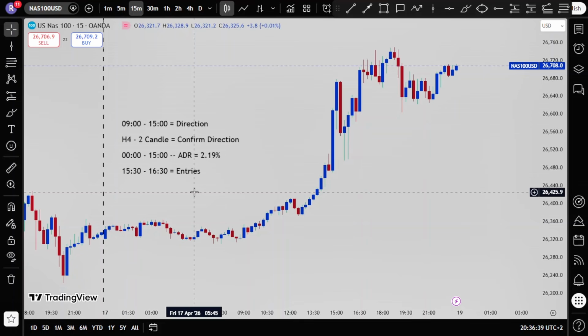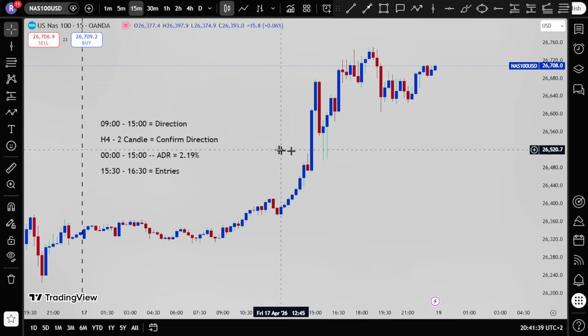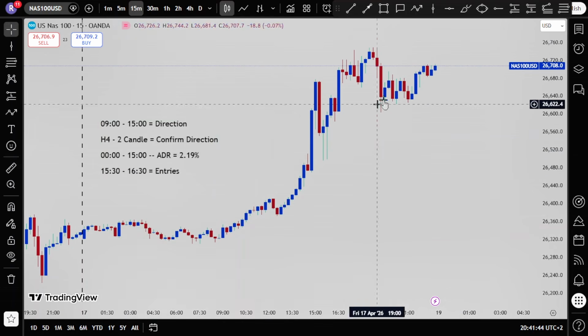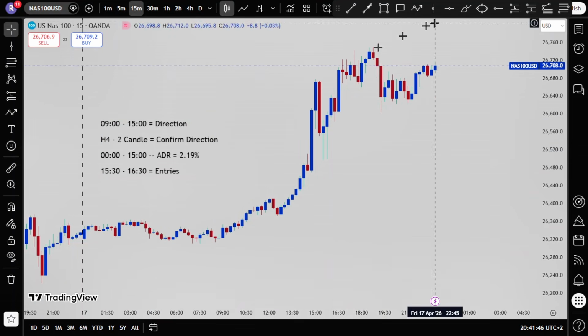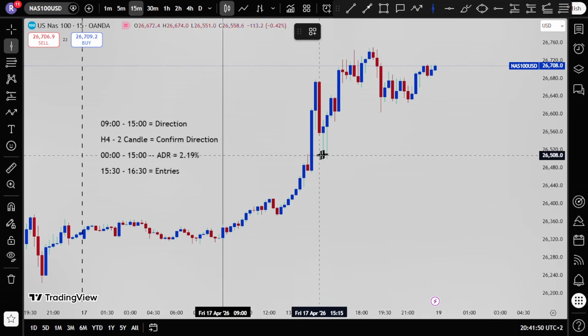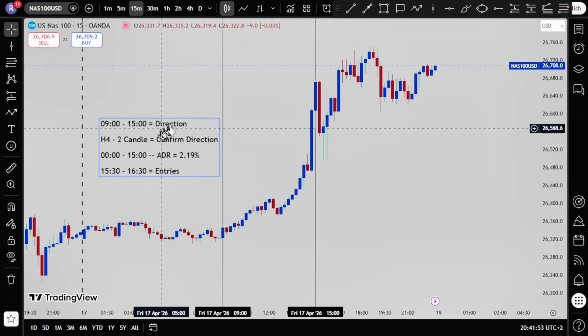Now let's get into it. Let's approach the market using all these rules that you have right here and apply them to the market. Firstly, we set 9 and 15 right there. So let's mark 9 and 15. It's for the direction of the market.